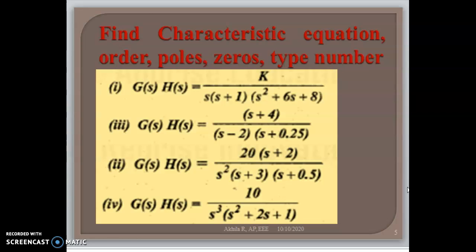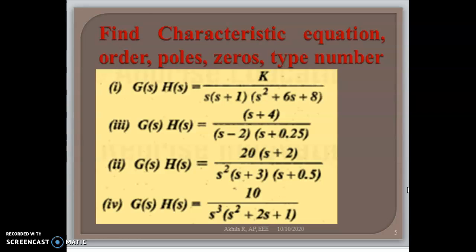Let's see the next example: (s plus 4) divided by (s minus 2) into (s plus 0.25). Again, the order of the system is 2 because the highest power of s is 2. You have a zero at s equal to minus 4. You have 2 poles, one at plus 2 and the other at minus 0.25, which makes it very clear that you don't have any pole at the origin, which means this is a type 0 system.